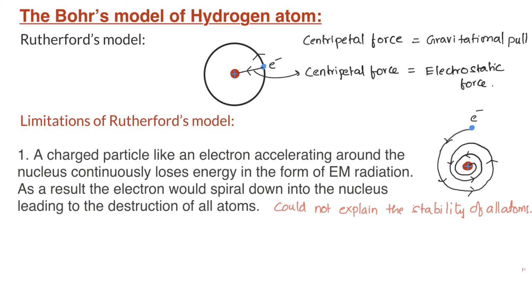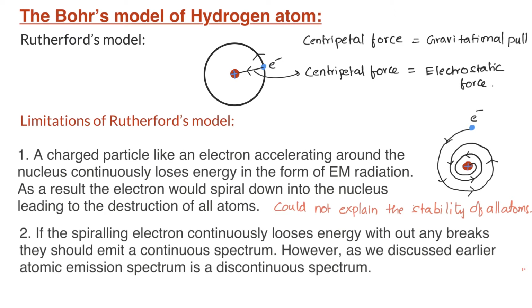The second limitation is, if the spiraling electron continuously loses energy without any breaks, it should emit a continuous spectrum. However, as we discussed earlier, the atomic emission spectrum is a discontinuous spectrum with bright lines on a dark background. Therefore, Rutherford's model of atom, which is based on classical laws of physics, could not explain the experimental observations such as the stability of the atom and the line spectrum of an atom.